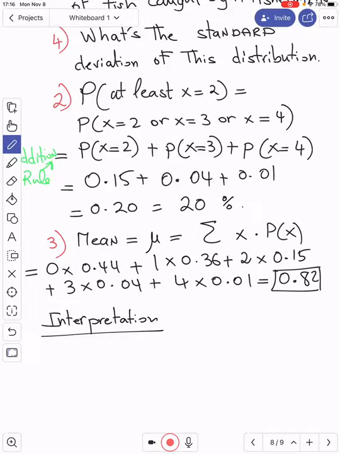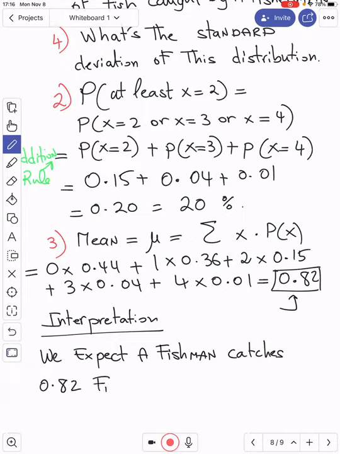The interpretation, of course, is that we expect a fisherman to catch about 0.82 fish. Well, that's not a lot. It's approximately 1 fish in a 1 hour period.